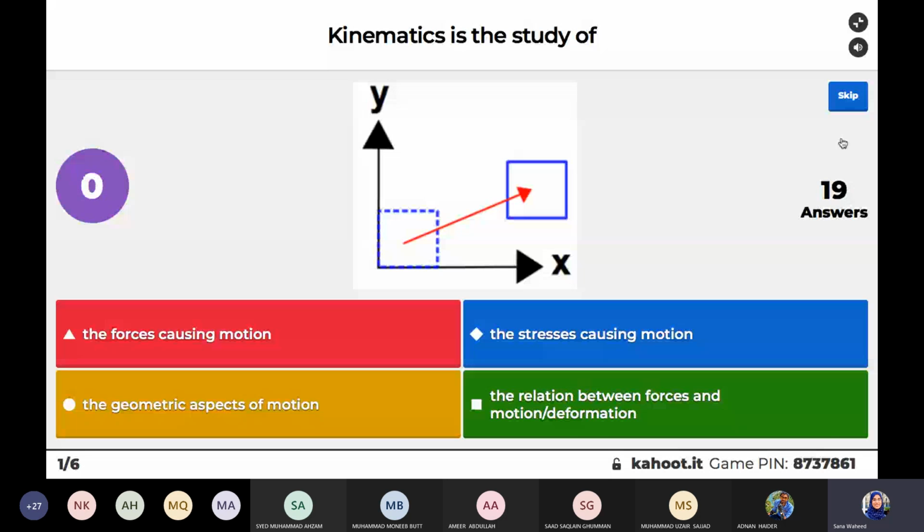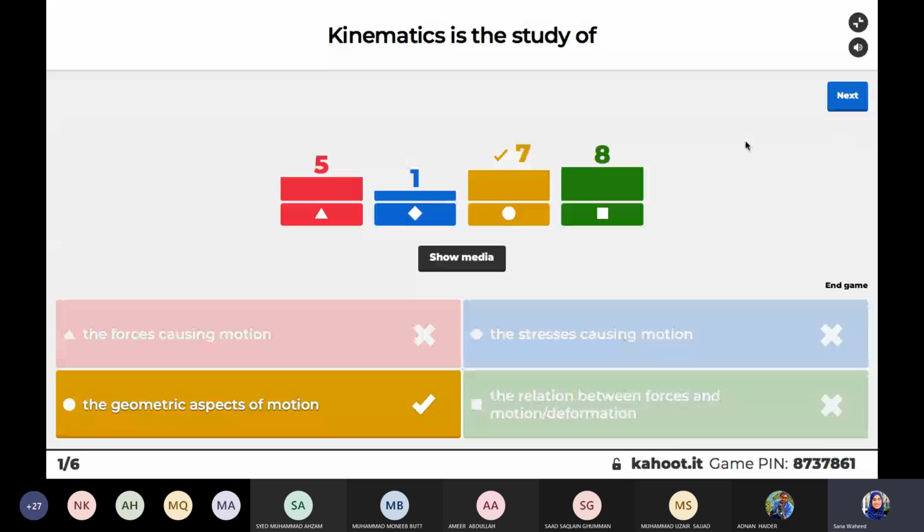Alrighty, so looks like most of you answered, and the majority did not get it correct. So on kinematics, just these 7 people got it right. The yellow one: it's just the study of the geometric aspects of motion. Only looking at what the earlier position was, what the new position will be, what its velocity is, what its acceleration is, and that's about it basically.